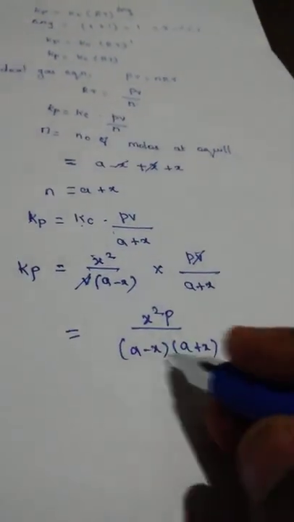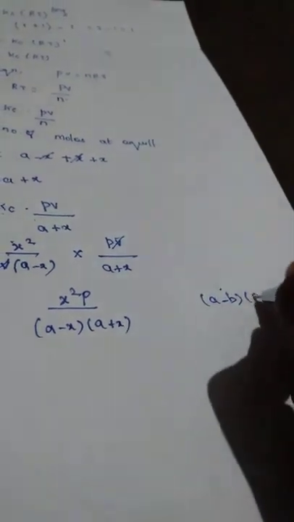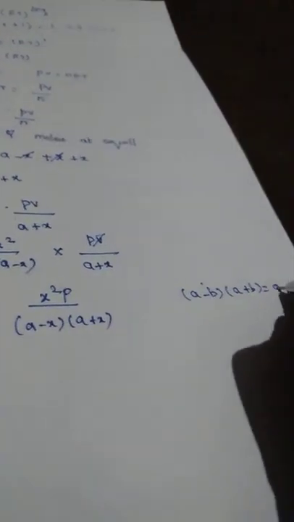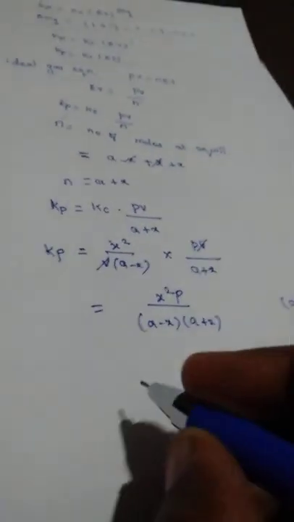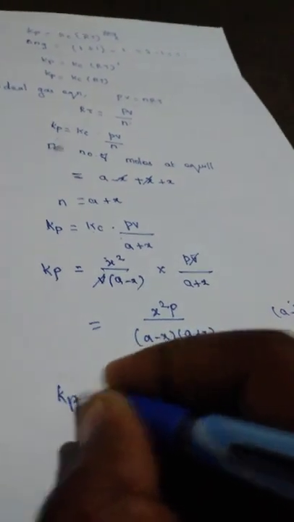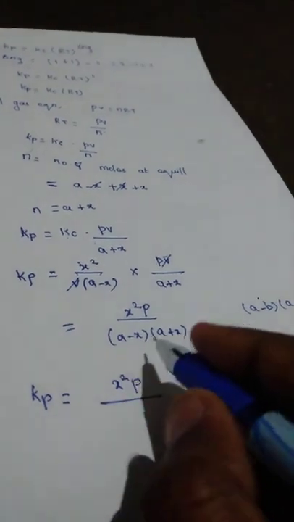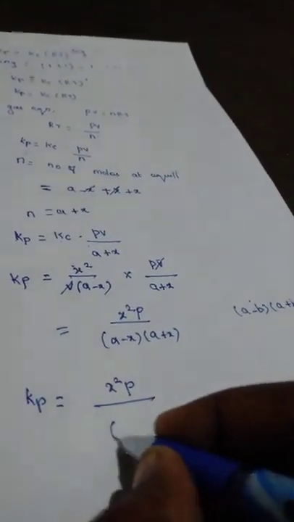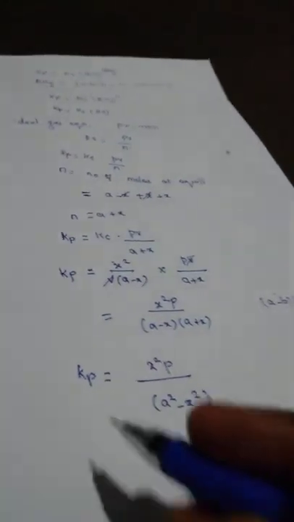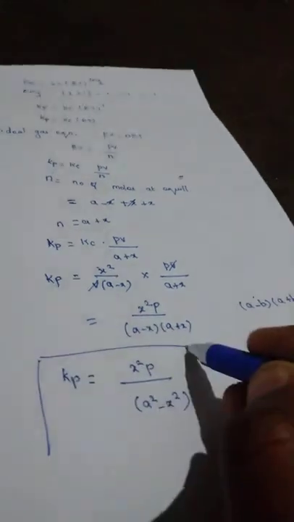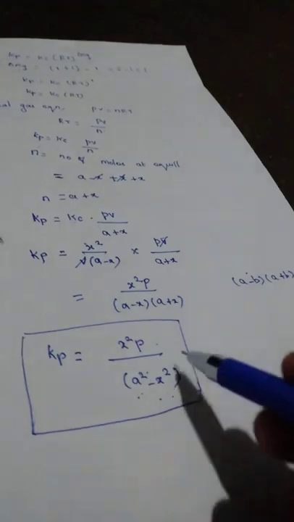Understand? Now you can write A minus B into A plus B is equal to A squared minus B squared. So you can substitute this formula. Kp is equal to X squared P divided by A minus X into A plus X, so you can write A squared minus X squared. Understand? So this is the relation for Kp: Kp is equal to X squared P divided by A squared minus X squared.